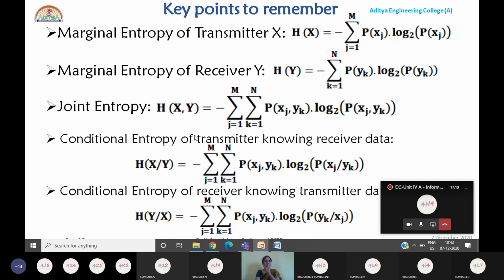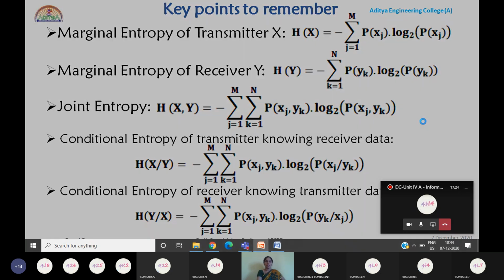And also we define two different kinds of conditional entropies. Those entropies you can calculate by using the joint probability matrix and the corresponding conditional probability matrix. Two matrices you need.